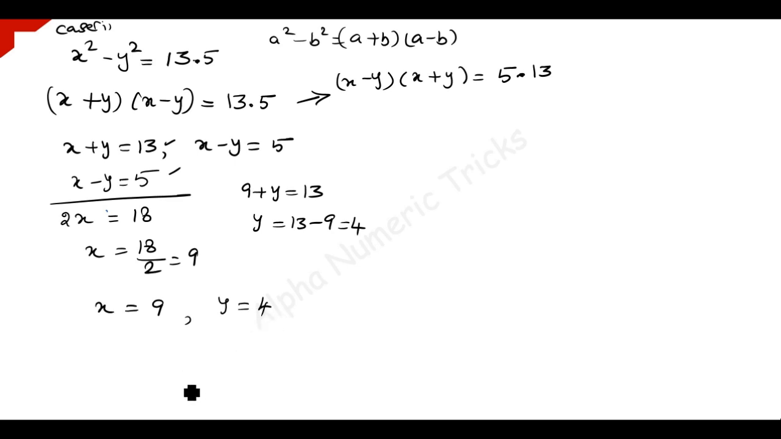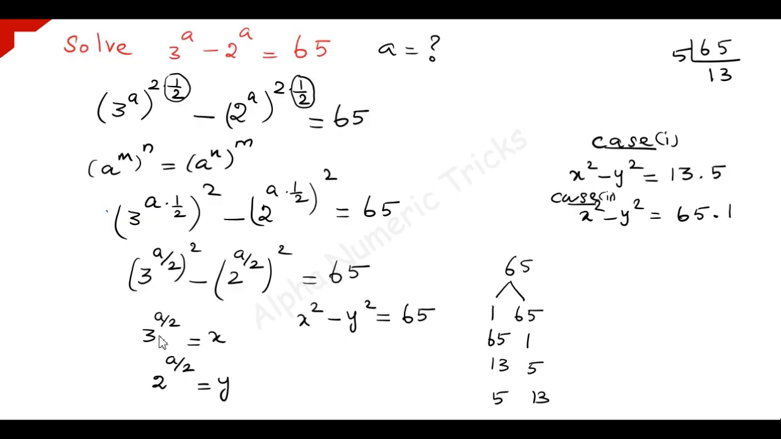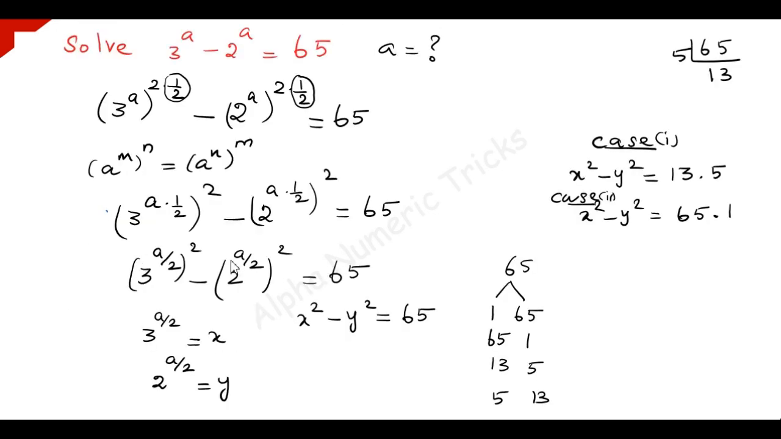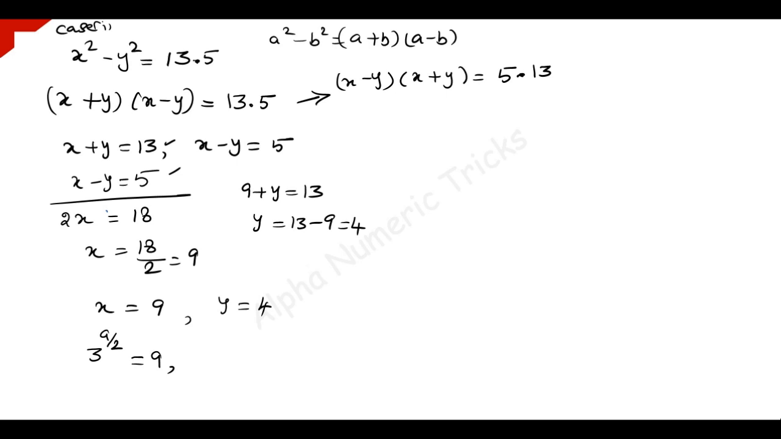Now we have to substitute the values in our original terms. Here x is equal to 3 power a by 2, so 3 power a by 2 is equal to 9, and y is equal to 2 power a by 2, so the y value, 2 power a by 2, is equal to 4.